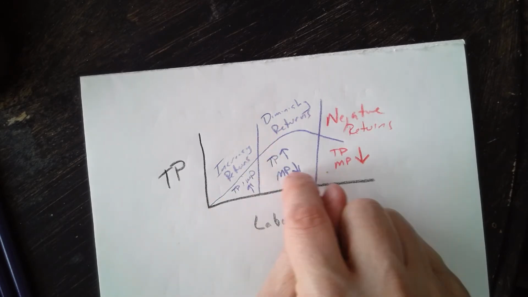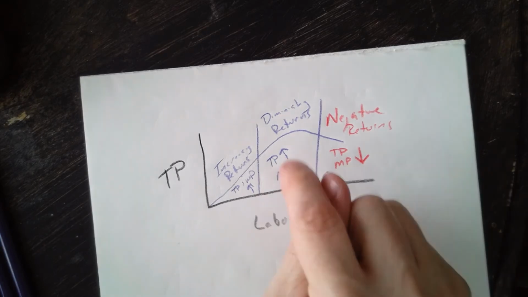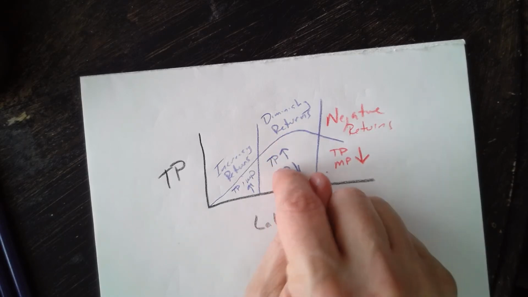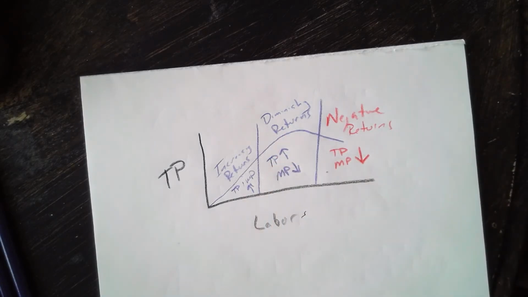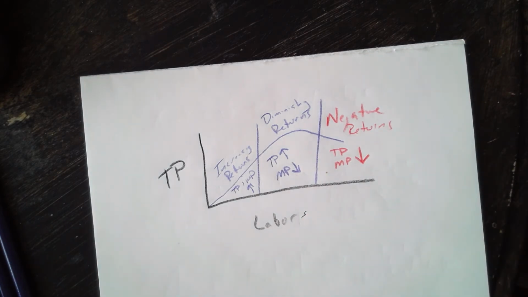Being in these two areas is perfectly fine. If your total product is going up, but your marginal product is going down, you're still producing more product, and it's still worthwhile having those people there. But when it becomes negative, that's when everybody's in the way and it's not working.